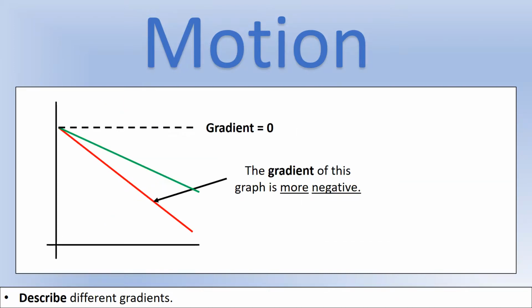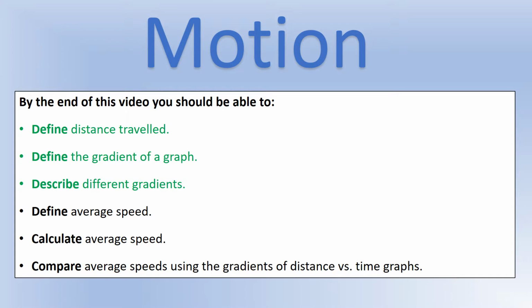So just like before, what if we have two negative graphs? How do we compare their gradients then? Well, what I'd say is the red line, the gradient is more negative because we can see it's a steeper line, so its gradient value would be more negative. So that's how I would compare those two graphs there. Okay, so that's how we would compare gradients in terms of how steep they are and whether they're positive or negative. Let's now get into average speed so we can start linking all this together.